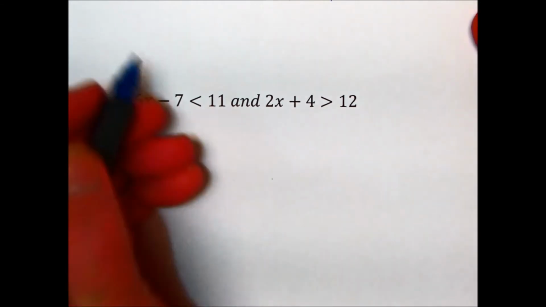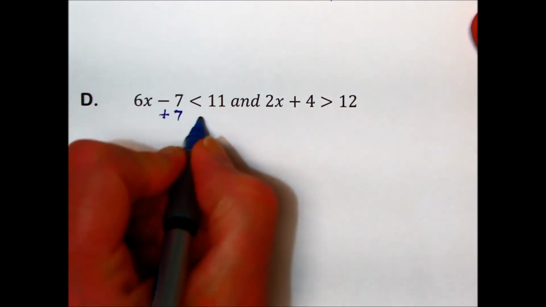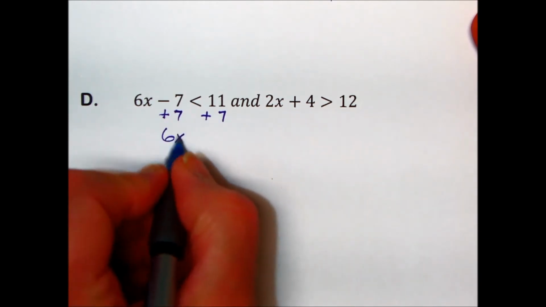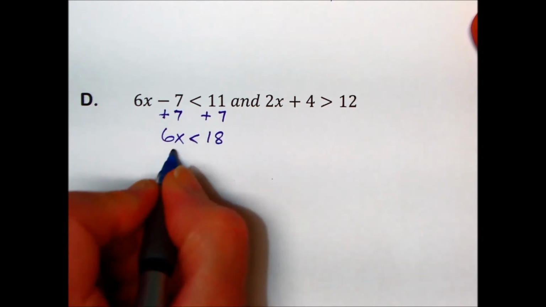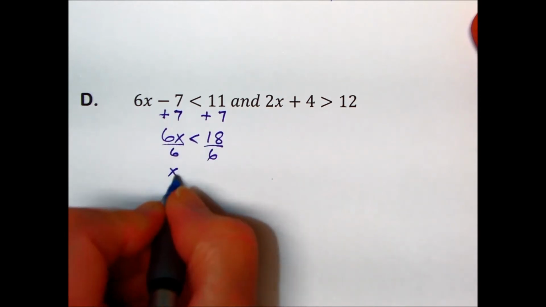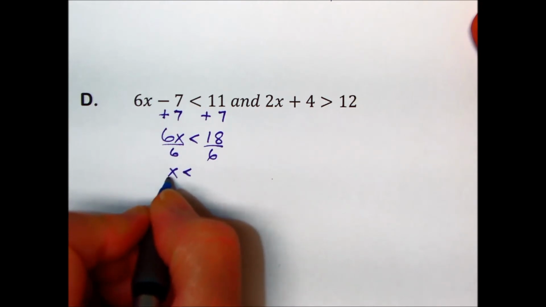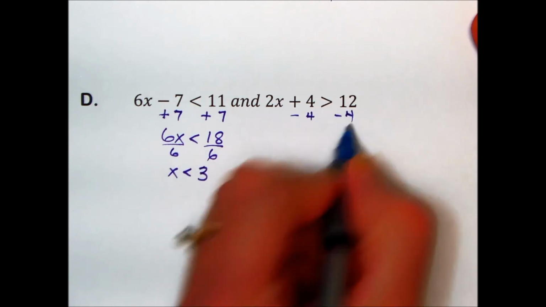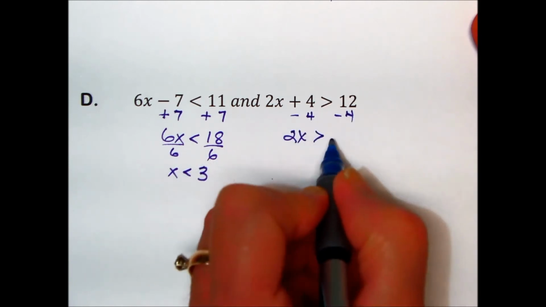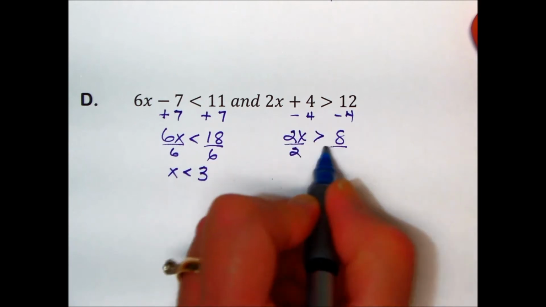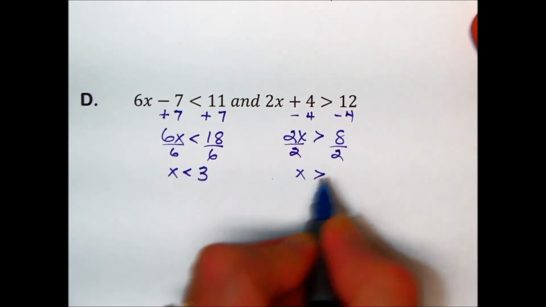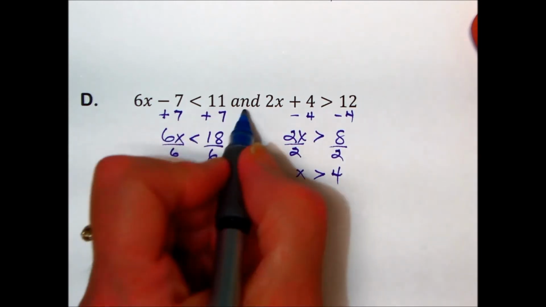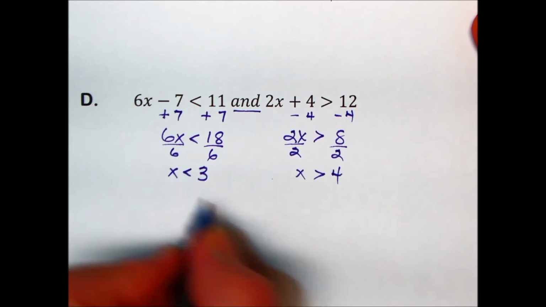Next problem, very similar, just needing to solve for the variable. So on this first interval, we'll add a 7 to both sides. 6x is less than 18. Divide both sides by 6. So we're talking about all of the numbers that are less than 3. Here, we'll subtract a 4 from each side to get x by itself. And the last thing, to truly have x by itself, we'll divide both sides by 2 to give us x is greater than 4. So we're looking for the intersection between these two.